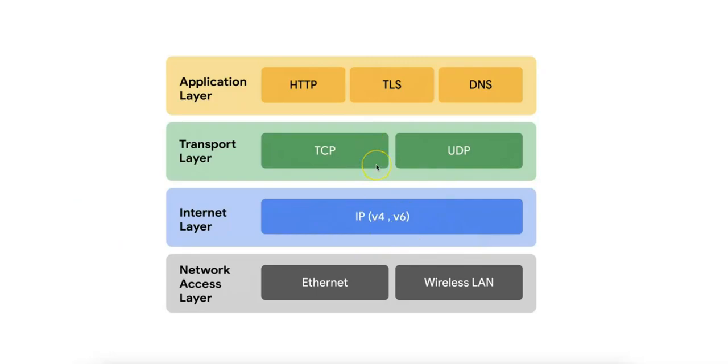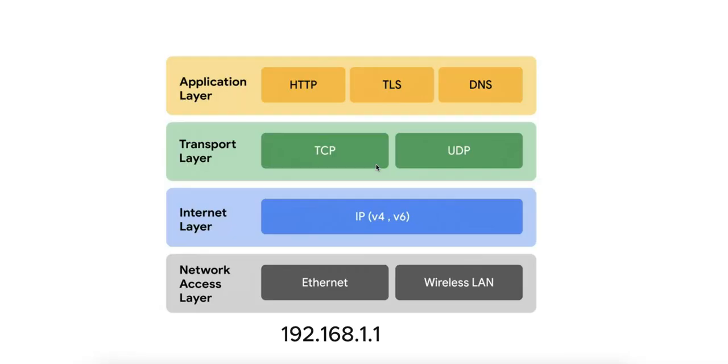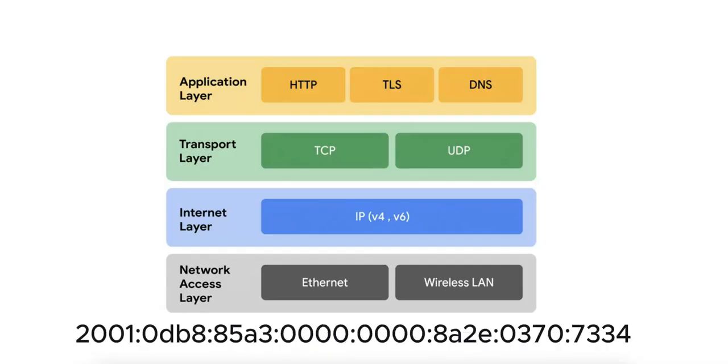There are 2 main IP versions, IPv4, or Internet Protocol version 4, and IPv6, which is Internet Protocol version 6. IPv4 uses 32-bit addresses, which allows for around 4.3 billion unique addresses, for example 192.168.1.1. Due to IPv4 address exhaustion, IPv6 was introduced. It uses 128-bit addresses, allowing for virtually limitless number of unique addresses. You can see a 128-bit IPv6 address on the screen.